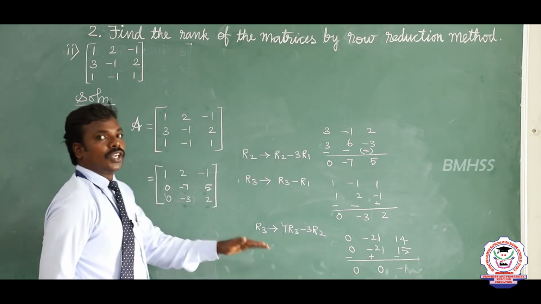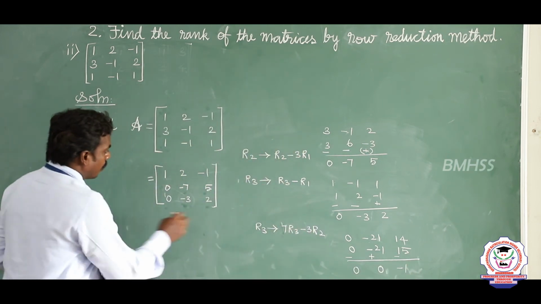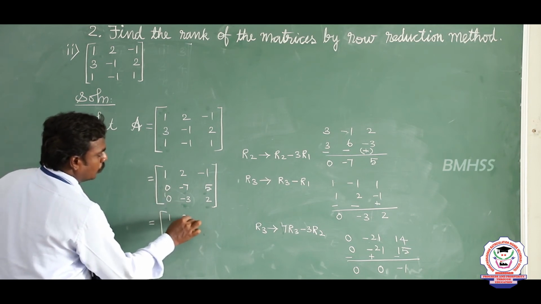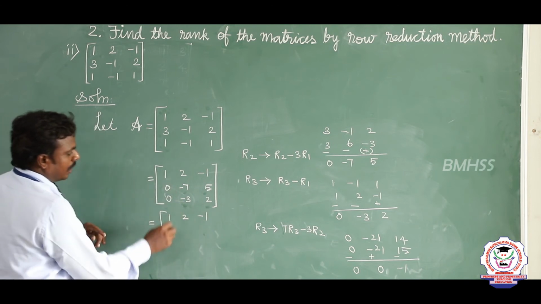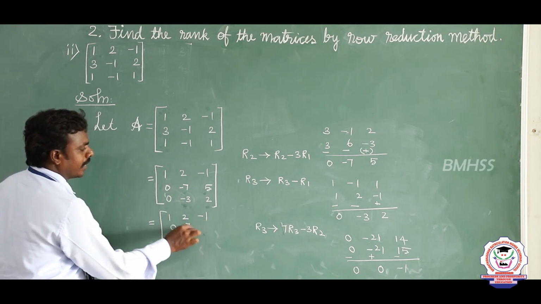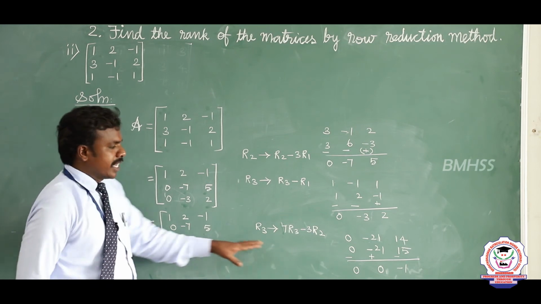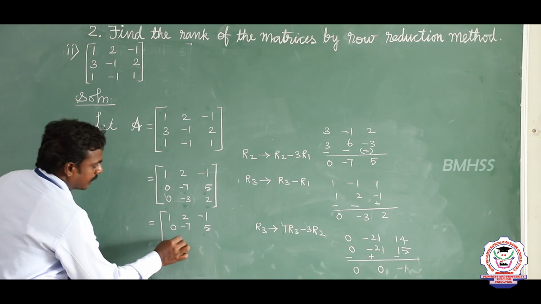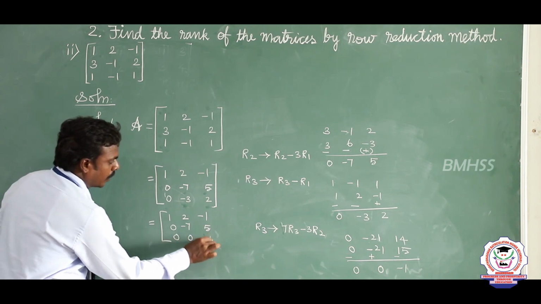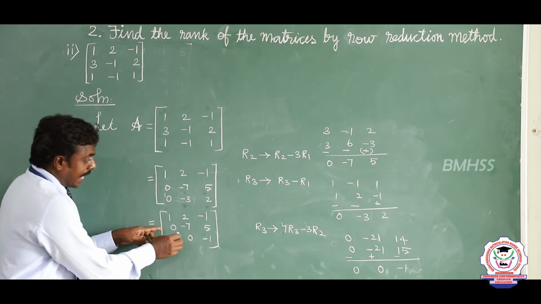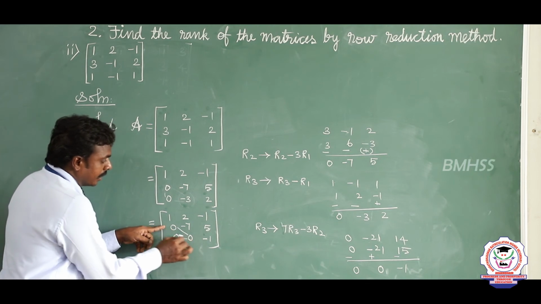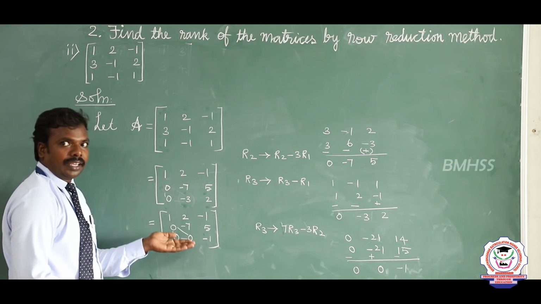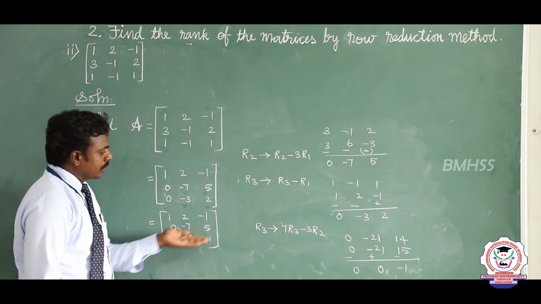In the third row: 0, 0, minus 1. From the second matrix: 1, 2, minus 1. In the second row, what are the elements? 0, minus 7, 5. The third row changes I have already written, that is 0, 0, minus 1. So I am going to write that element. Now I get the triangle shape of zeros. In the reduction method we should get the triangle shape. After this, don't try, because if you try you will not get the zeros.